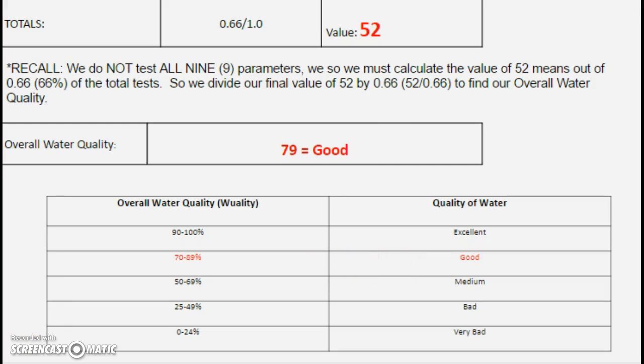Now, if you have a chance, make sure you go over this a little bit slower. I tried to walk you through each one, how to use the Q value charts. Good luck.